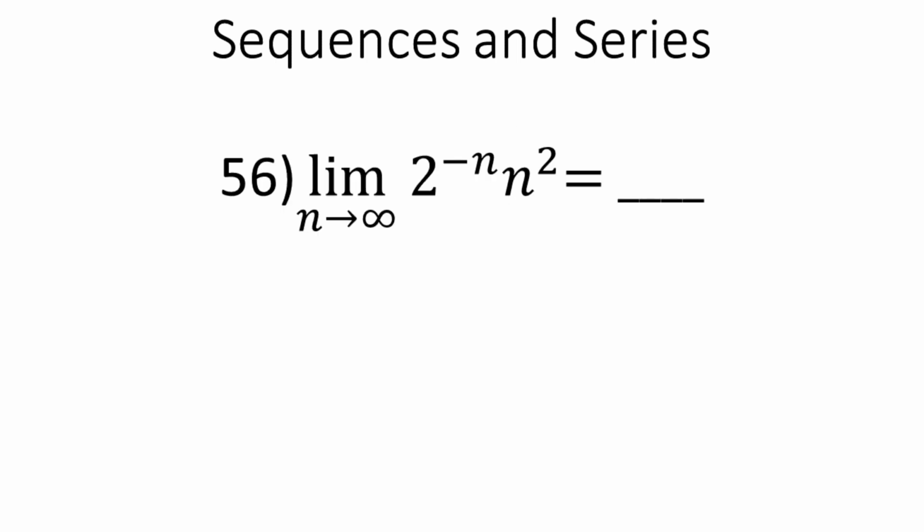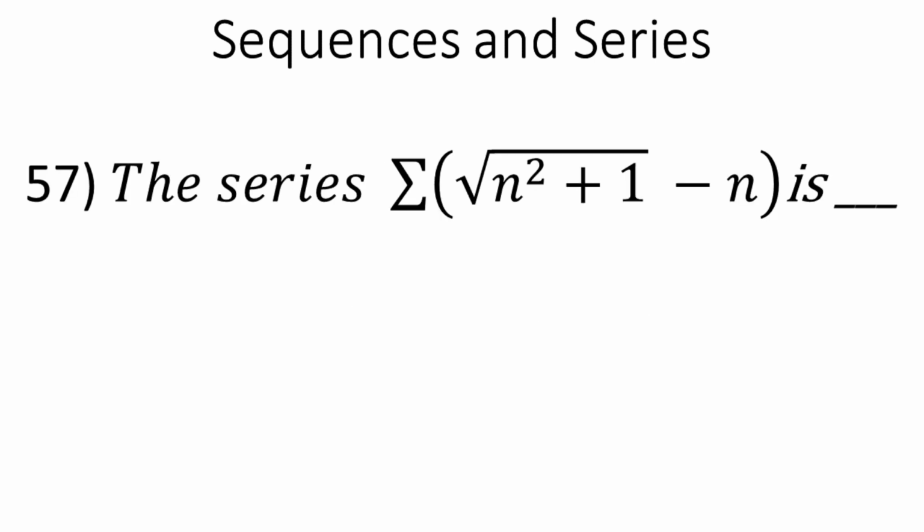Question number 56. Limit n tends to infinity 2 power minus n into n square. It can be expressed as limit n tends to infinity n square by 2 power n. The answer is 0.